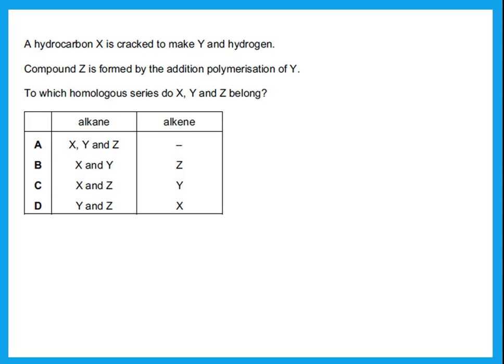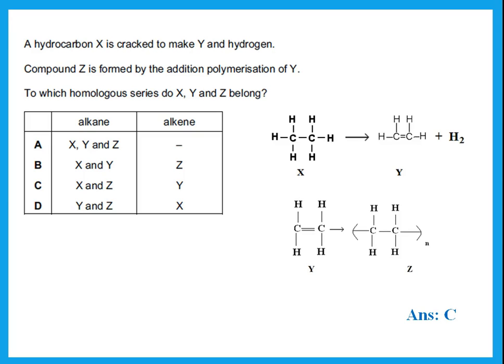A hydrocarbon X is cracked to make Y and hydrogen. Compound Z is formed by addition polymerization of Y. Okay, let's see. A hydrocarbon X is cracked to make Y. We said what kind of compounds do cracking? Alkanes. So X could be an alkane like this. When we crack it, it gives Y, which has a double bond. And when we do polymerization of Y, we should end up with Z. So the answer is C.